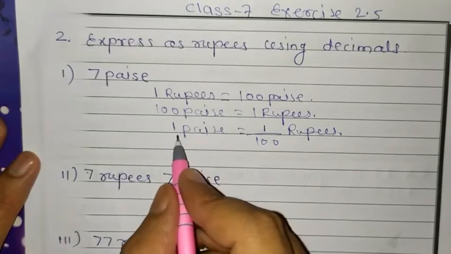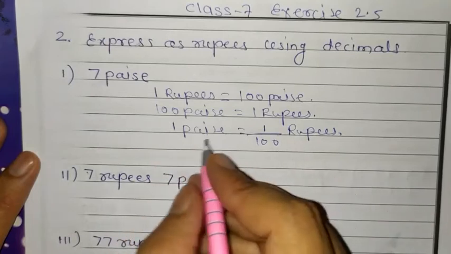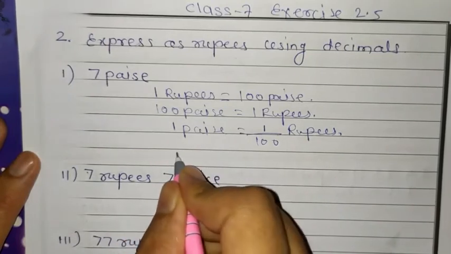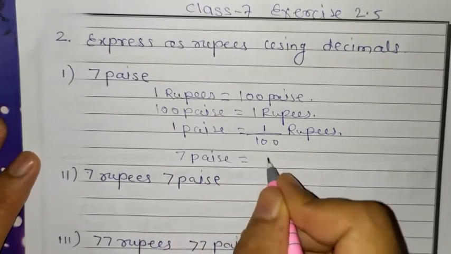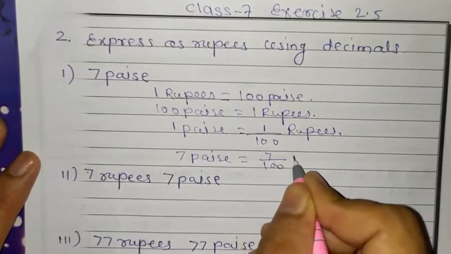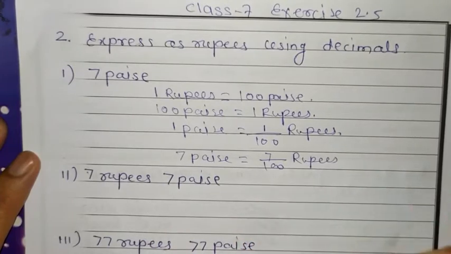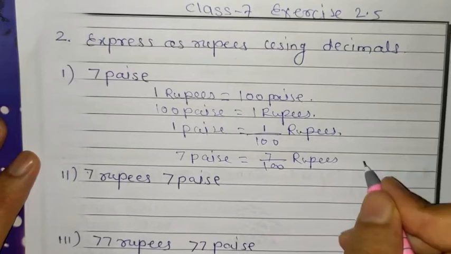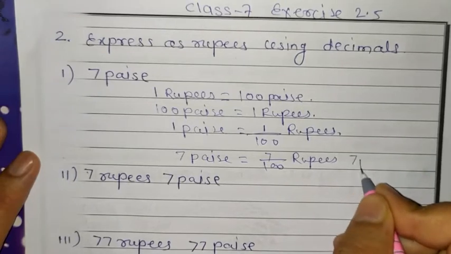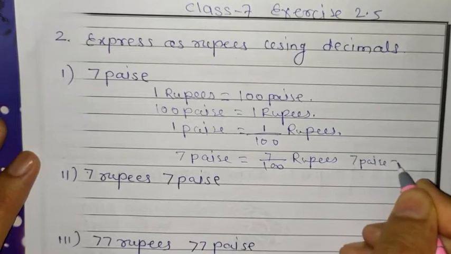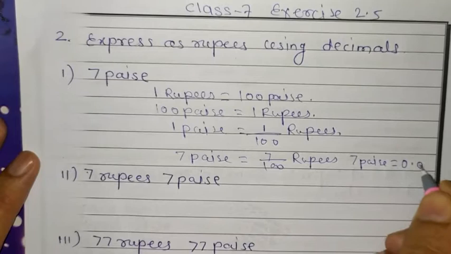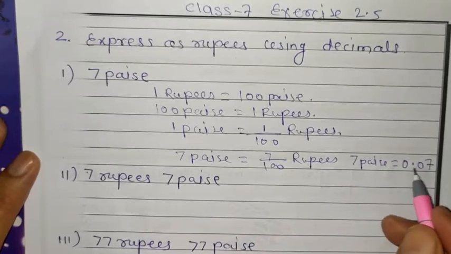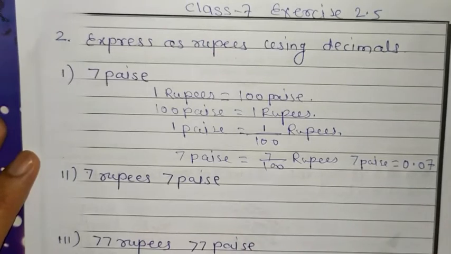What we will do, we just multiply both sides by 7. So here you can directly write 7 paise. This is one of the easy ways. And here you write 7 upon 100 rupees. So finally we got the answer: 7 paise equals 7 upon 100, which means 0.07, which means after the point 2 digits will be there, including that number itself.